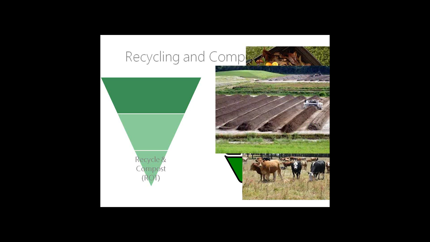There's generally two types, aerobic and anaerobic. So the aerobic would be this type of composting where it's open air and it's aerated on a regular basis, and the air causes the decomposition of the material within it.